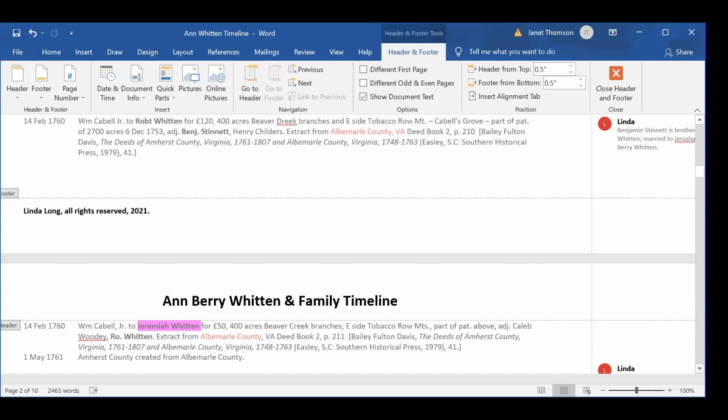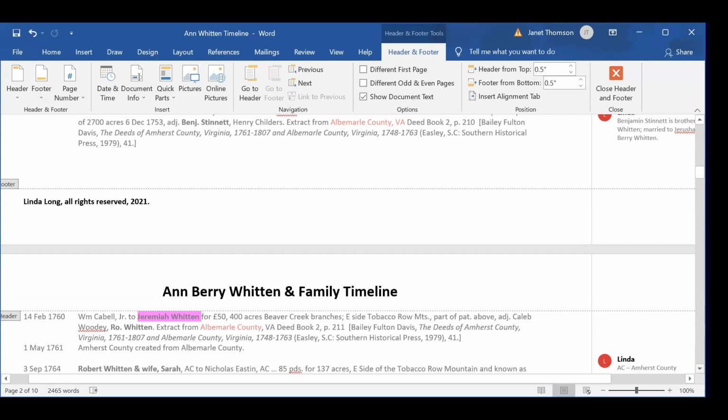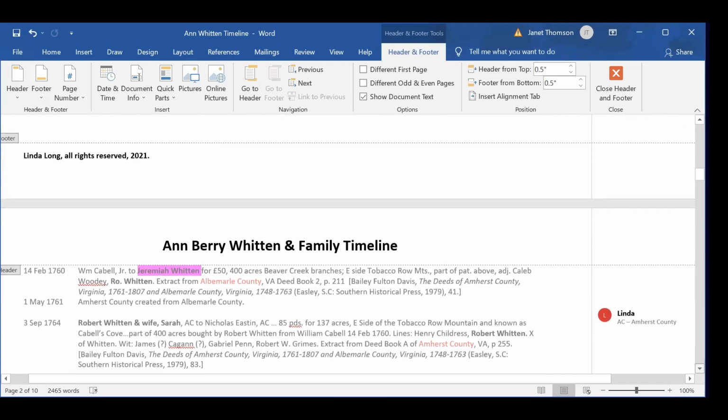If you noticed in the colors, I kept color coding where they were: Albemarle County, Caroline County, Amherst County. They're scattered all over the place. And the problem is this is one of those cases where they could be in Albemarle County this month, next month they were in Amherst County, but they didn't really move. It was just that the counties kept changing. So you had to figure out where they were, when they were there, when the counties changed, so you know what records to look for. And that was part of trying to chase down all these land records.